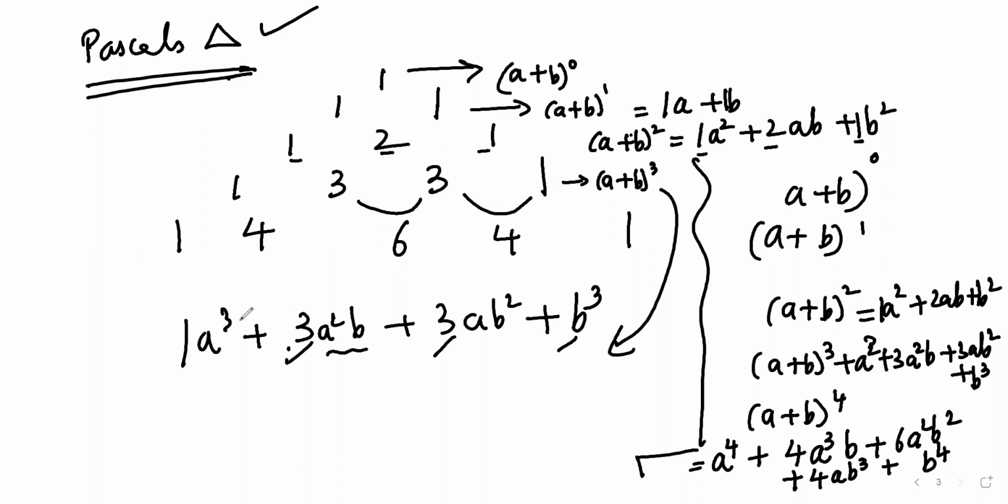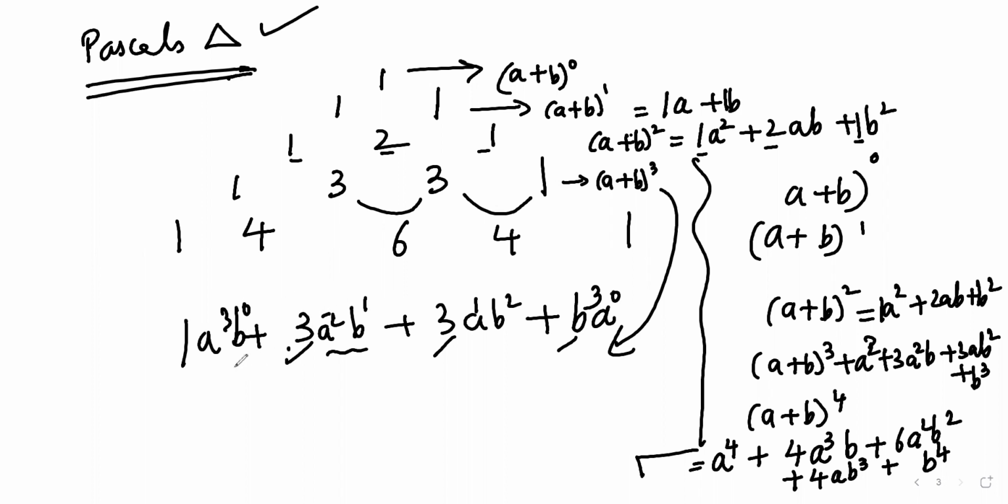And notice something. Here it is a power 3, b power 0, okay? And here it is a power 2, b power 1. A power 1, b power 2. B power 3, a power 0. Anything raised to power 0 is 1, isn't it? So what do you observe here?